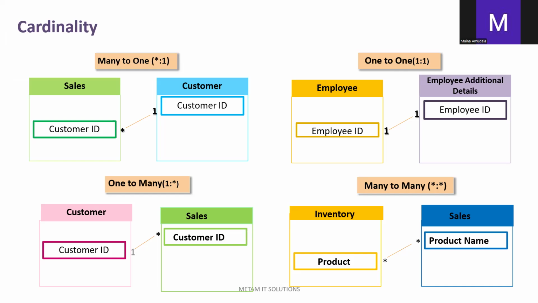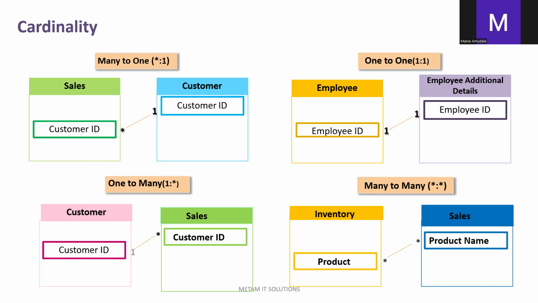And coming to one to many, in the customer table's customer ID we have only the one, and in the sales table we have many instance values using the customer ID column. So then we can call it one to many. This is a one to many cardinality relationship.